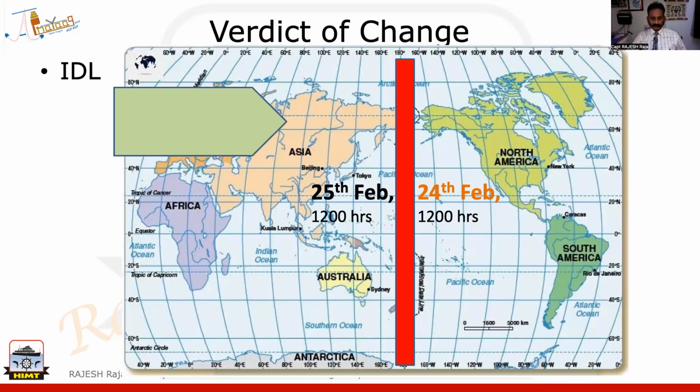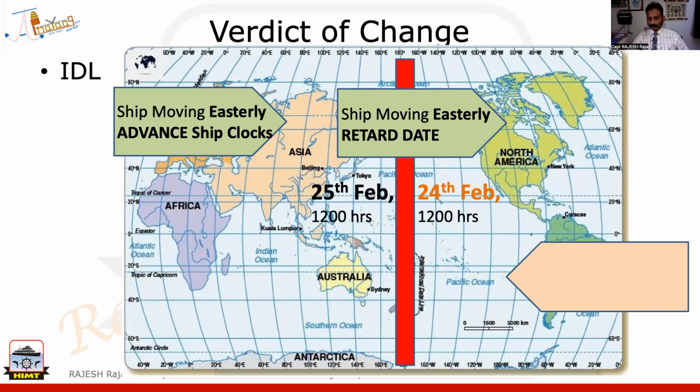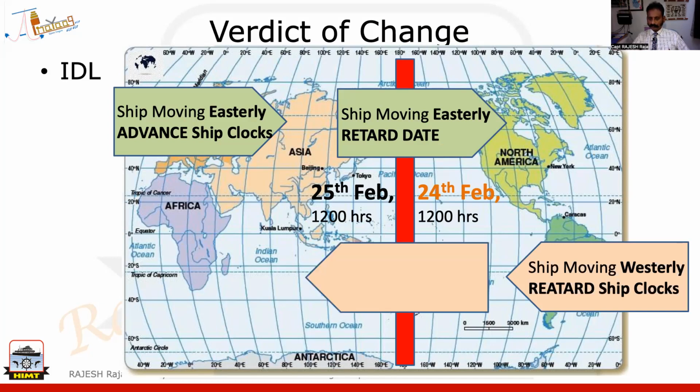Let me sail a ship. If I sail a ship in the easterly direction, number one, the first thing I have to do is advance my ship's clocks. Always advance my ship's clocks. But while I was advancing, if it crosses the ideal, please retard 1 date. Okay. Now let us look at the other case. My vessel, if it moves westerly, always retard your clocks by 1 hour every 15 degrees. But the moment it crosses ideal, I have to advance the date. So this is my final slide, which gives completely everything.